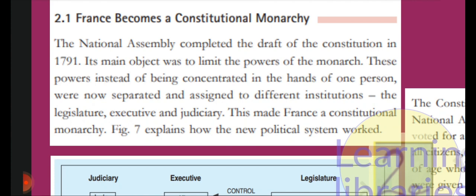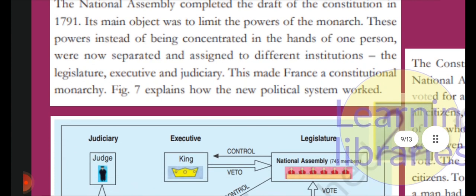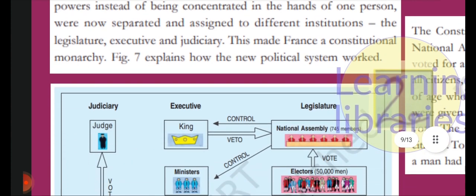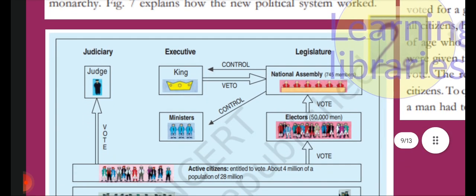These powers, instead of being concentrated in the hands of one person, were now separated and assigned to different institutions: the legislature, executive, and judiciary. This made France a constitutional monarchy. Figure 7 explains how the new political system worked.